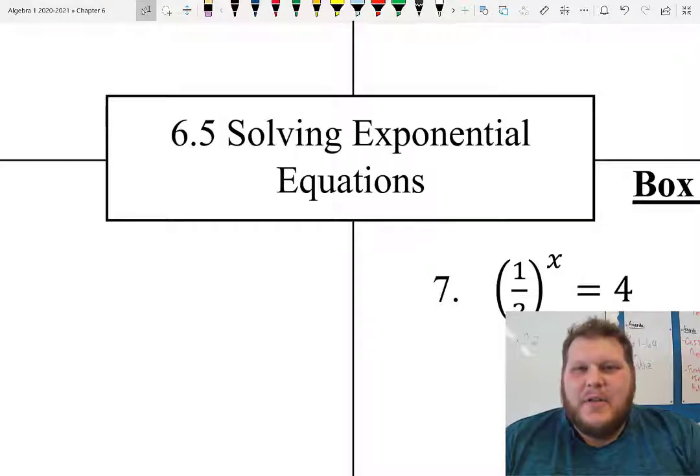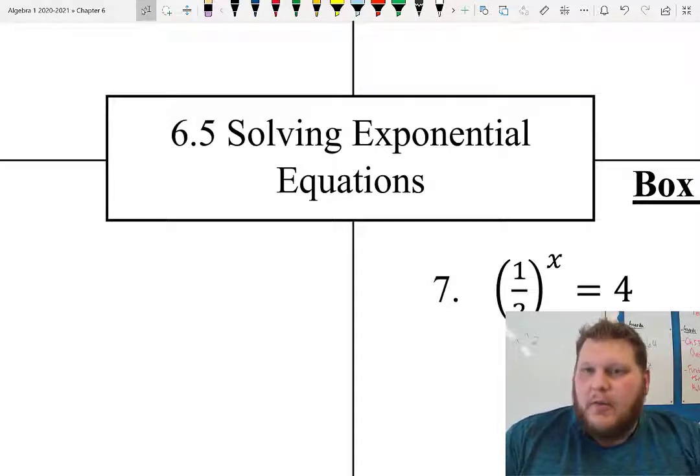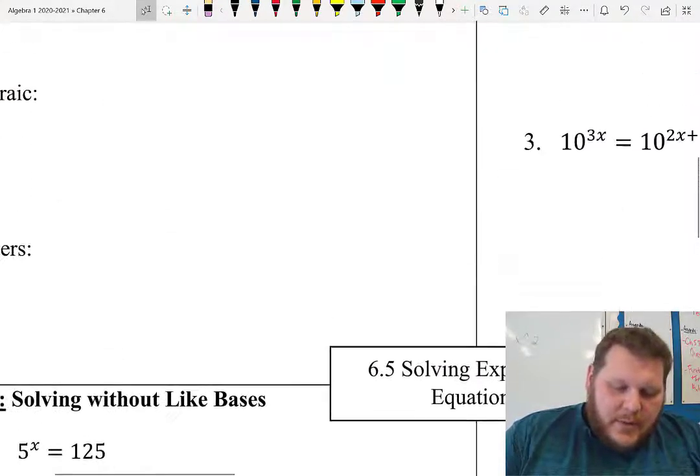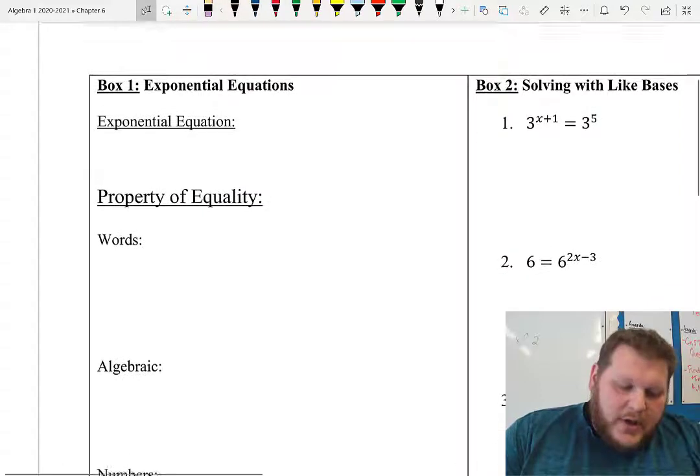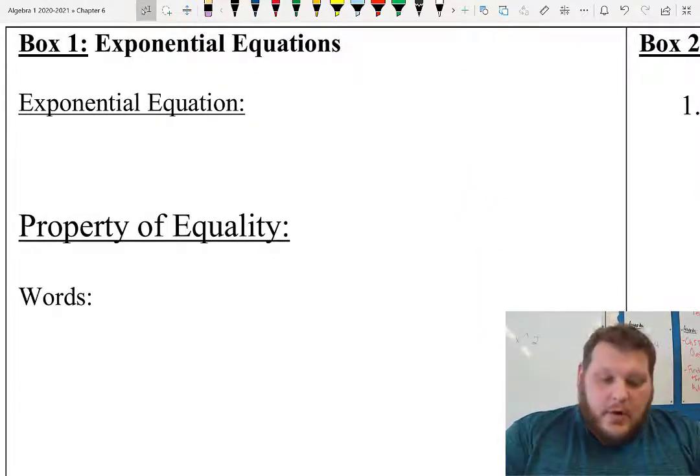Hey guys, today we are looking at 6.5's notes, which is all about solving exponential equations. We've got our regular 4-box notes, so we're going to go ahead and jump in here with box number 1 with some definitions on what an exponential equation is and the way that we'll go about solving it.